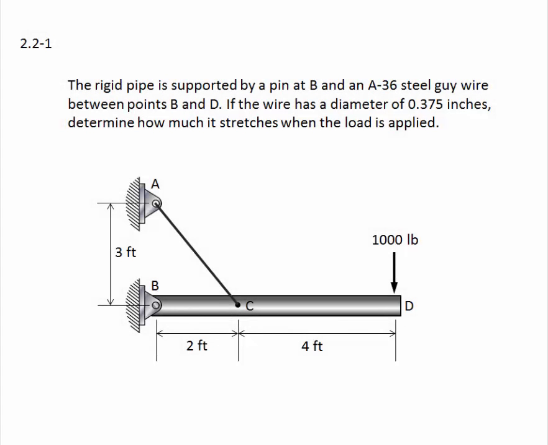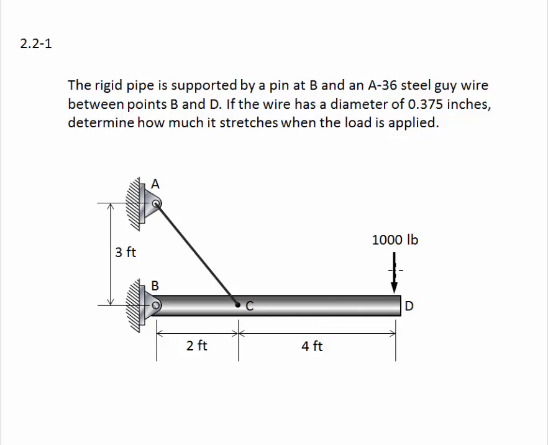Problem 2.2-1. The rigid pipe is supported by a pin at B and an A36 steel guy wire between points B and D. If the wire has a diameter of 0.375 inches, determine how much it stretches when the load is applied. Okay, we assume that this pipe is rigid. That means it does not deflect.